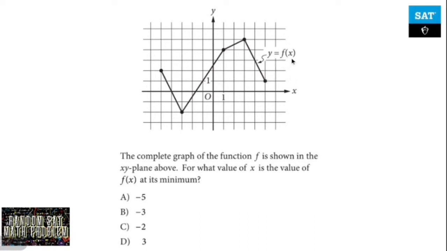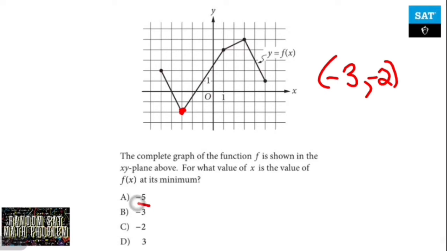I'm looking at this problem and saying this is way too easy, but maybe they just want you to be careful here. My minimum is at this point right there, which is (-3, -2). So my minimum value is -2, but it occurs when x is -3, and that's what they're asking for. What is the value of x going to be at its minimum?